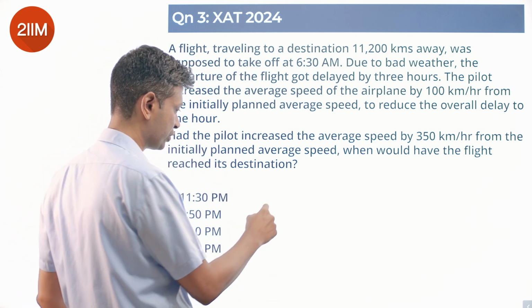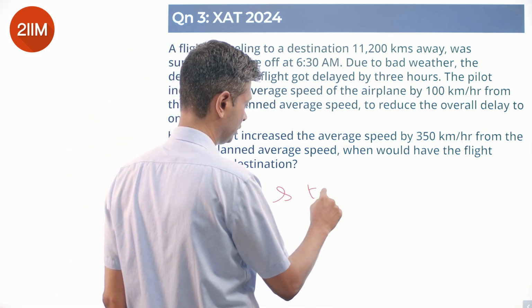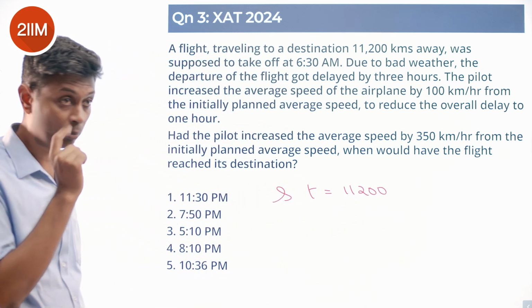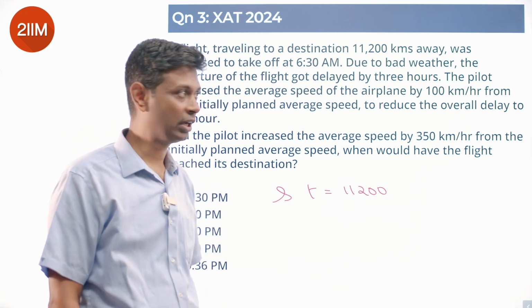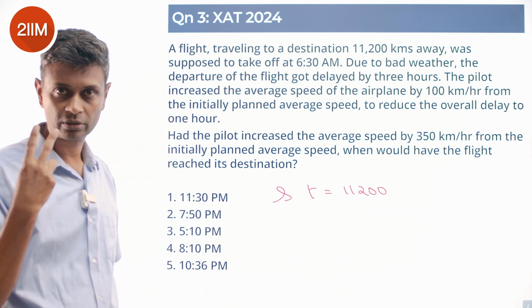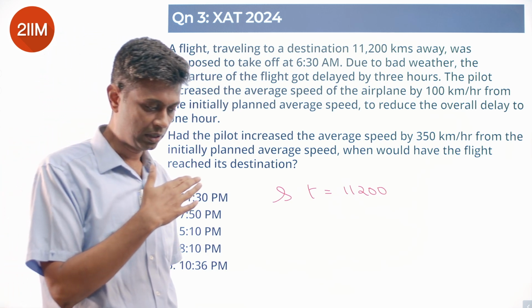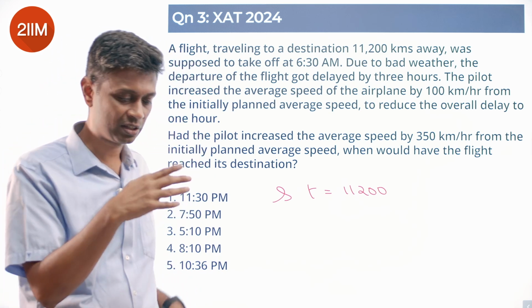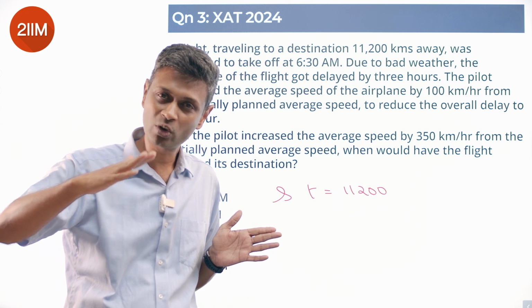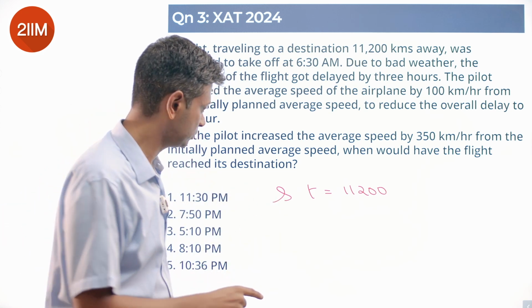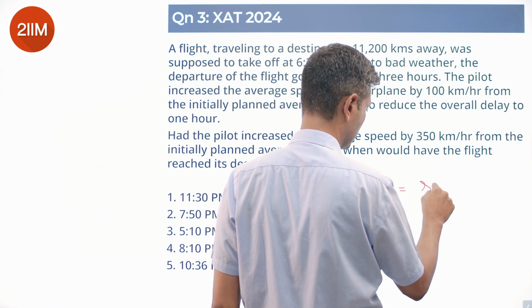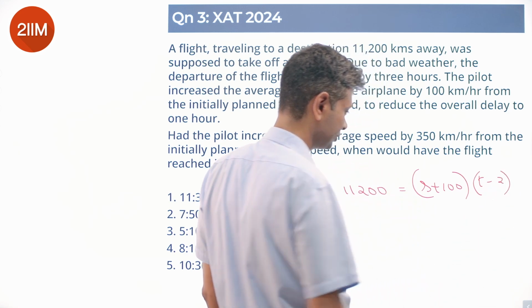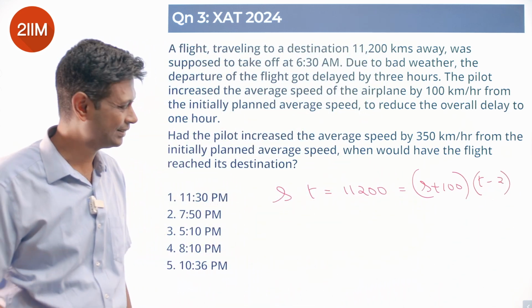So originally, speed into time taken is 11,200. I increase speed by 100 kilometers per hour. It decreases time taken by 2 hours. He makes up 2 hours. Delayed by 3 hours, reduce the overall delay to 1 hour. He starts 3 hours late, but is delayed only by an hour. His travel time is 2 hours shorter. This is equal to s plus 100 into t minus 2. We solve this, we should get s and t.